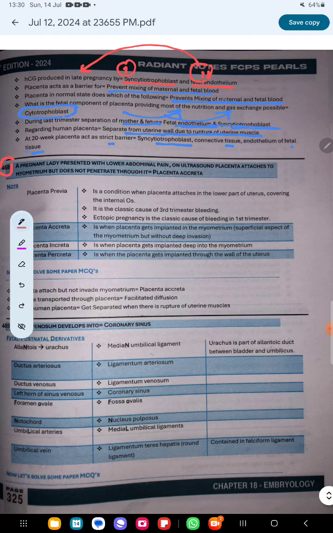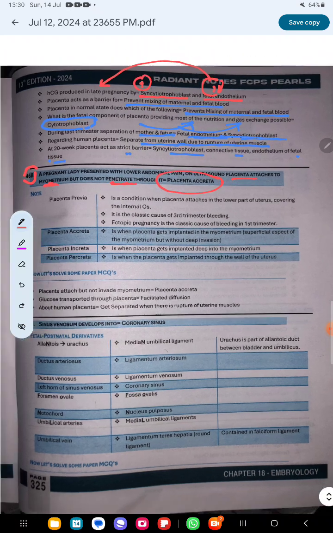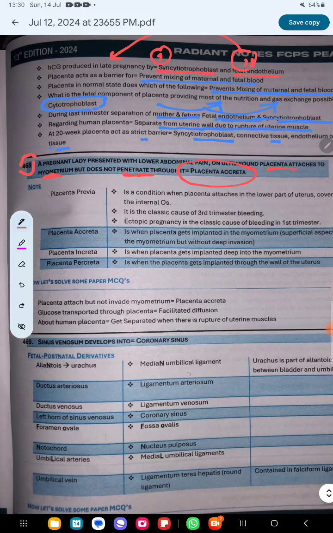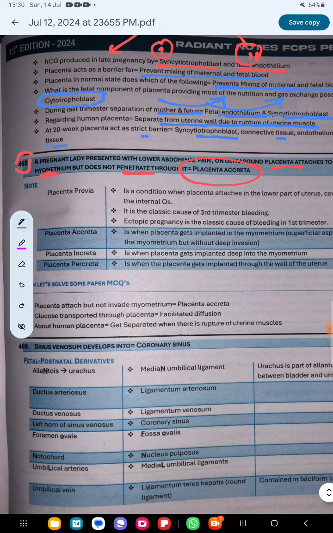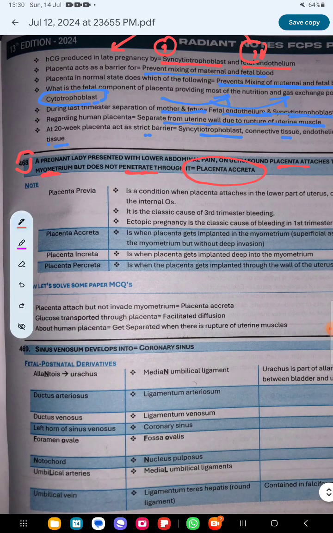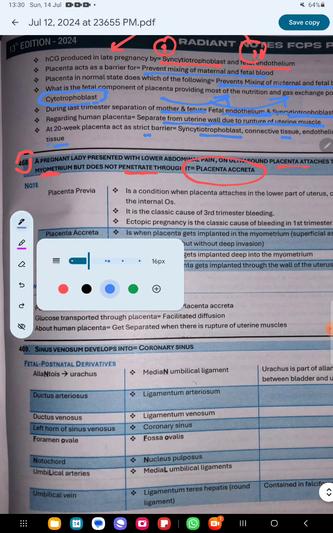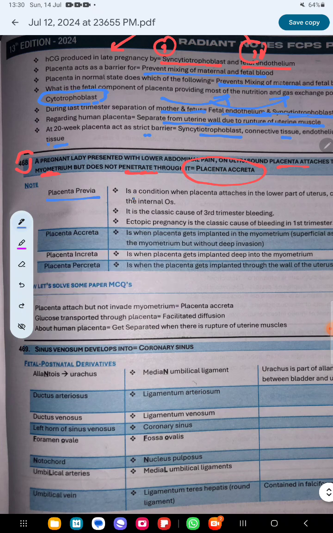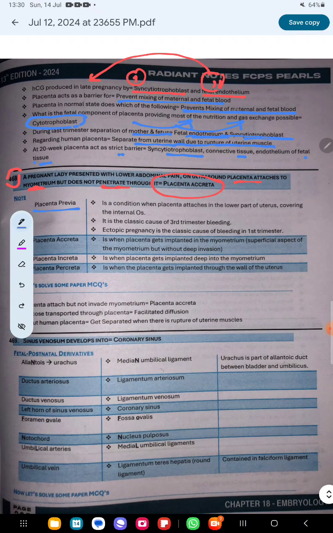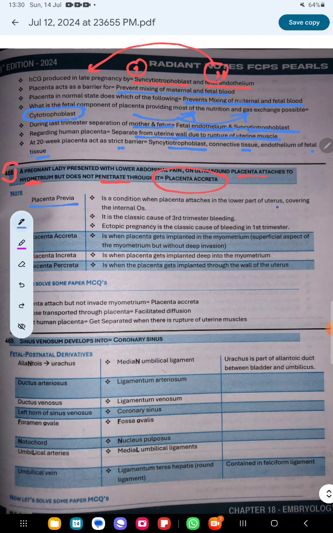A pregnant lady presented with lower abdominal pain. On ultrasound, placenta is attached to the myometrium but does not penetrate through it. It is placenta accreta. Clear? Now we will learn that on the basis of location of placenta, we have divided into four types. The first one we are going to learn is placenta previa. It is a condition when the placenta attaches to the lower part of the uterus covering the internal os.